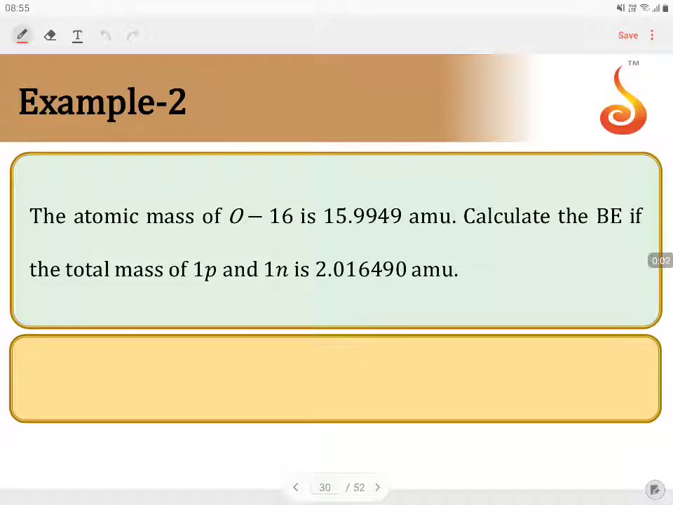See the question now. Example number 2. The question says the atomic mass of oxygen 16 isotope is 15.9949 AMU. We are finding out the binding energy if the total mass of one proton plus one neutron is 2.016490 AMU. Now we know oxygen atomic number is 8 and the isotopic mass number is 16.